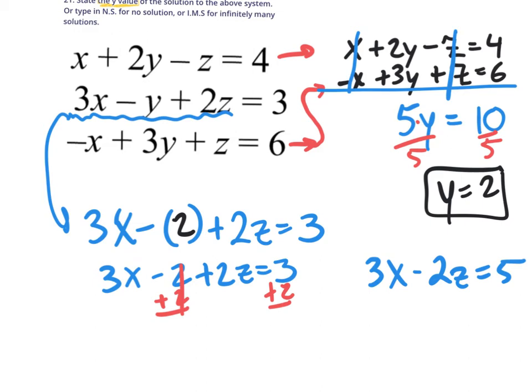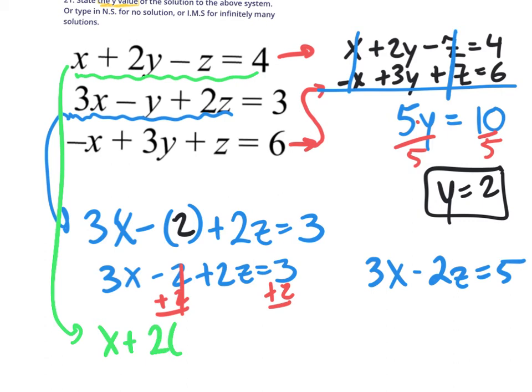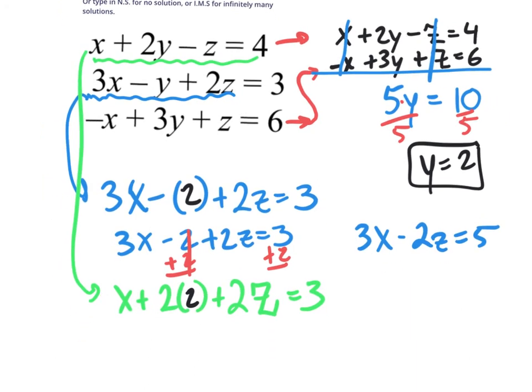Now I'm going to use any other equation and plug in the y also to get an equation with x's and z's only. So I'm going to go with the top equation. Okay, this top equation, I'm going to plug in the y value of 2 right here where the y is at. So I'm going to take it and rewrite it down here. x plus 2y, and we said the y value is 2, plus 2z equals 3. Okay, so we have that green equation right there.